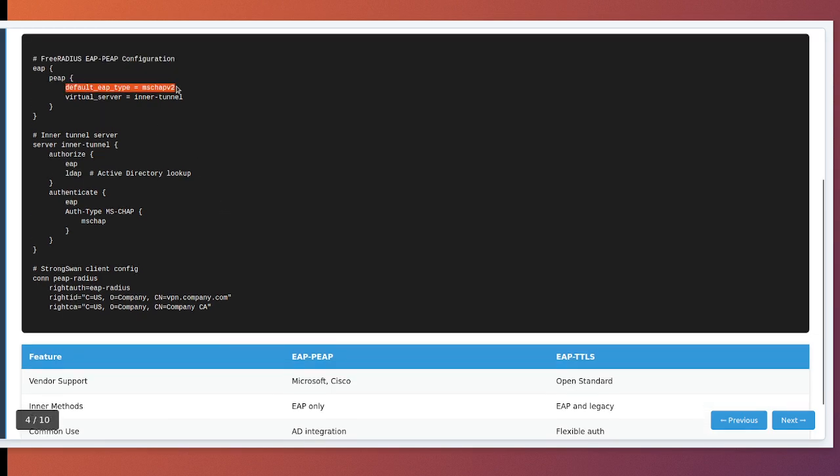Notice how similar they are from the VPN gateway perspective. The complexity is handled by the RADIUS server. With PEAP, we typically integrate with Active Directory through NPS, Network Policy Server, on Windows or FreeRADIUS on Linux. The inner authentication validates the user's credentials against AD, while the outer TLS tunnel ensures the credentials are never exposed.